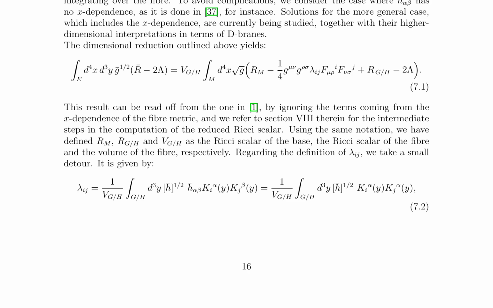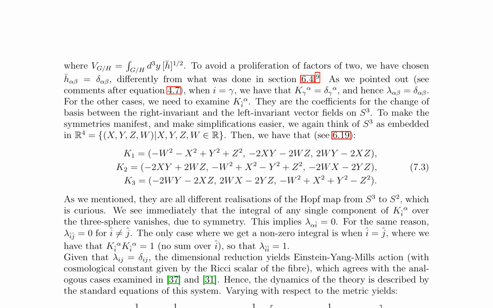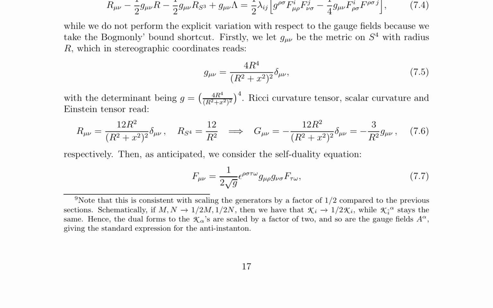They present an instance of how two geometries associated with inequivalent differentiable structures might appear as solutions to a physical theory. The dimensional reduction yields the Einstein-Yang-Mills action with a cosmological constant, agreeing with analogous cases examined in 37 and 31. The dynamics of the theory is described by the standard equations of this system. The authors also discuss the variation of the action with respect to the metric and the gauge fields, using the Bogomolny bound shortcut. They conclude by noting the consistency of their results with scaling the generators by a factor of 1/2 compared to previous sections.